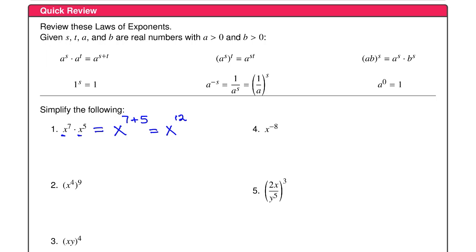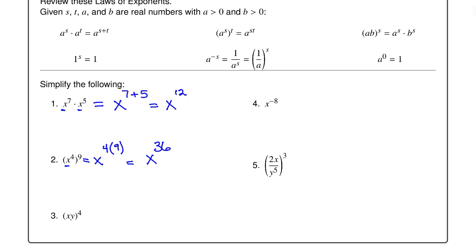Number 2, we have x to the 4th to the 9th. Here you only have one base, and that's what makes this problem different from the problem in number 1. And so the key here is to multiply the exponents. So we get x to the 4 times 9 as a power, and that's x to the 36th power. Number 3, we have xy, that quantity raised to the 4th power. So we give the 4th power to both the x and the y, not just to the y alone.